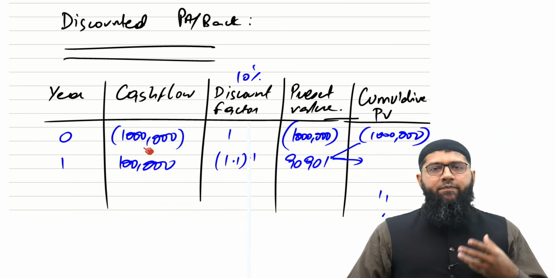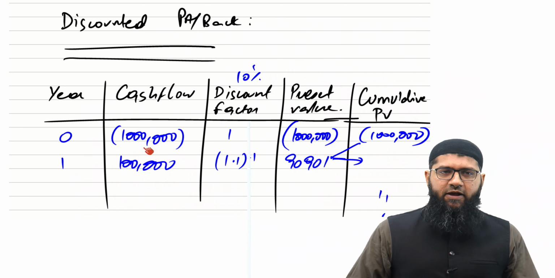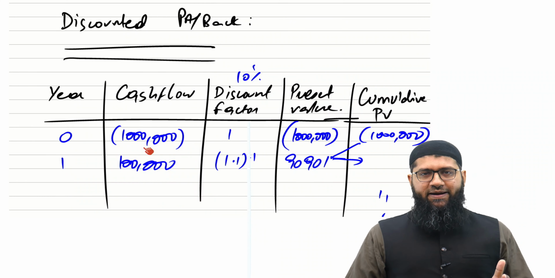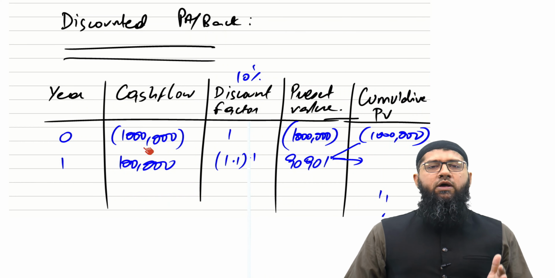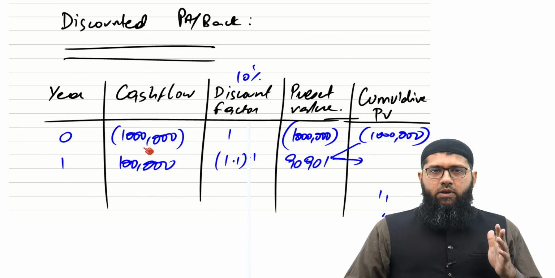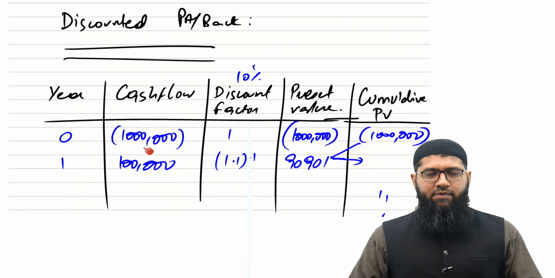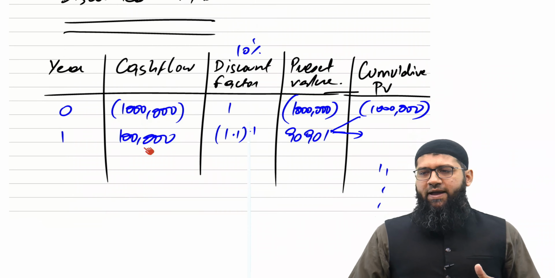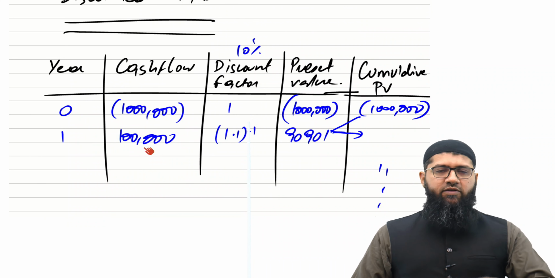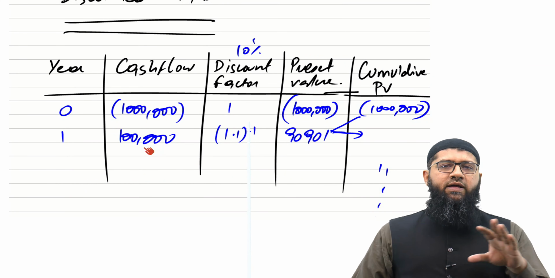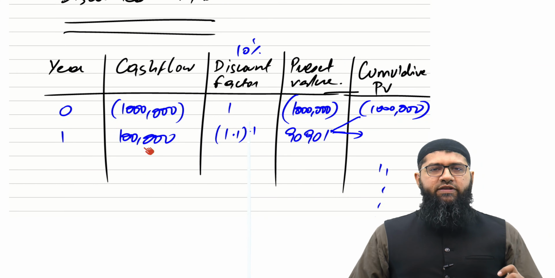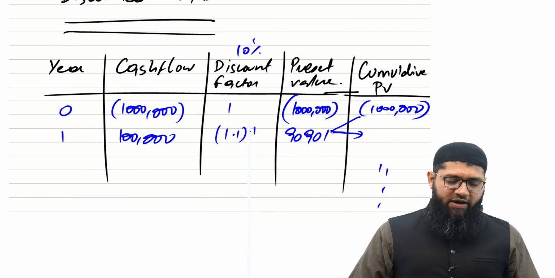One thing I want you to remember with respect to discounted payback is that, irrespective of whether you have constant cash flows or variable cash flows, you would have to create a table like this. Why? Because you are not using the cash flows, you are rather using the present value of the cash flows.